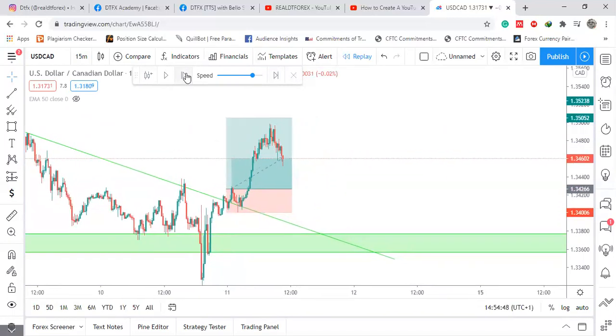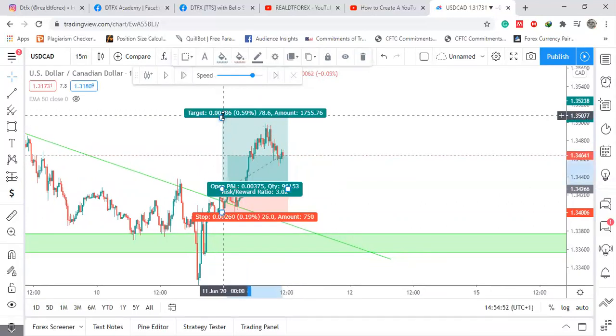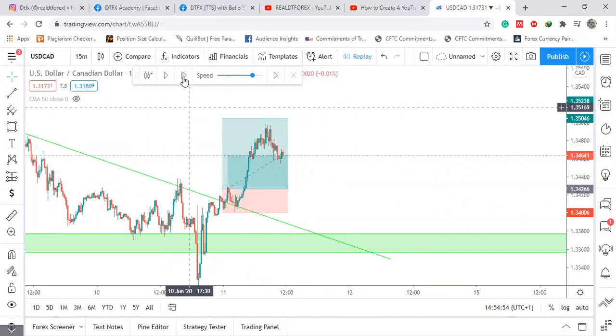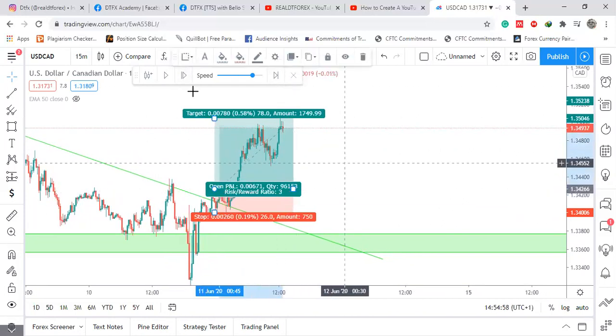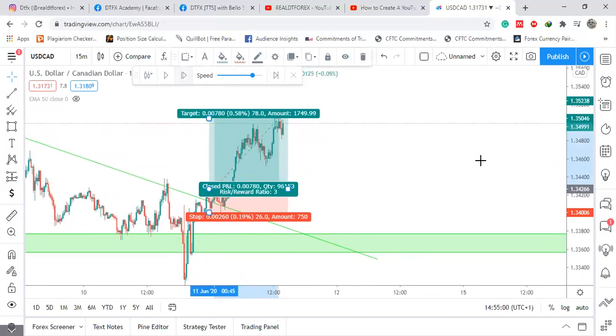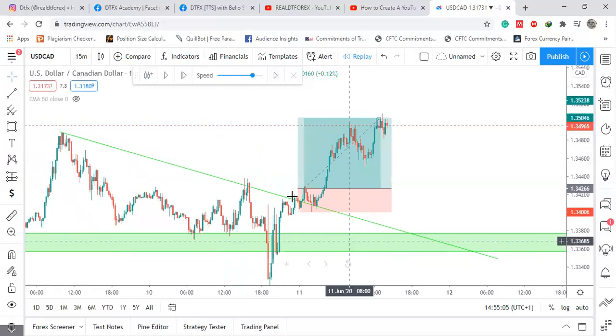Okay, this one almost hits your 1 to 3. Close to 1 2. Okay, almost get your 1 to 3. Yes, it hits your take profit. You can see that it's as simple as that. You see that. So it broke out. You wait for the market to break out.